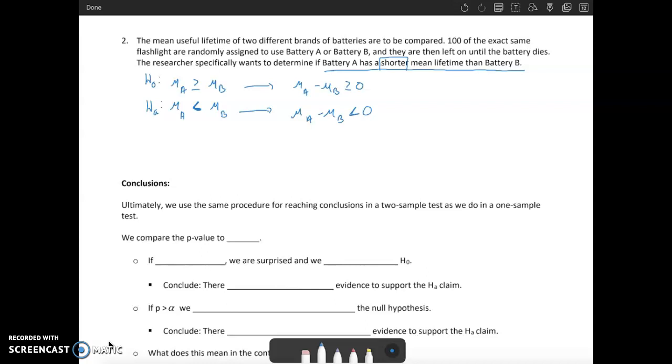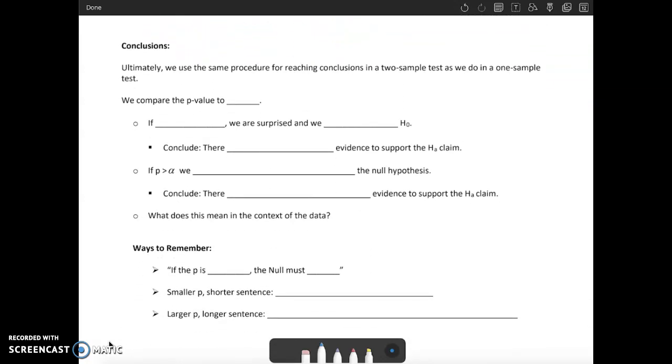Okay, so now we've practiced writing our null and alternate hypotheses. The next thing we want to look at is how we draw our conclusions for these two-sample tests. The nice thing here is that ultimately we use the exact same procedure for reaching our conclusions in the two-sample tests as we do in the one-sample tests. You ultimately are comparing the p-value to alpha. If p comes out less than alpha, we are surprised, we reject the null, and we can conclude that there is enough evidence to support the alternate claim.